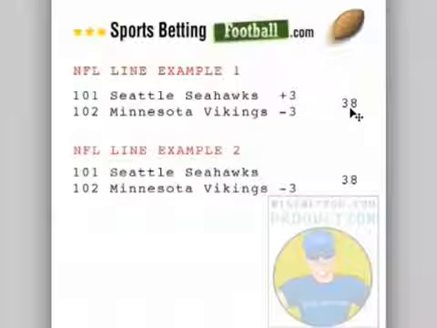One thing that you'll sometimes see is half numbers. So in this instance, you would see maybe something like 37.5 or 38.5, and that just means that there's not going to be any ties. However, and that is very important to pay attention to.